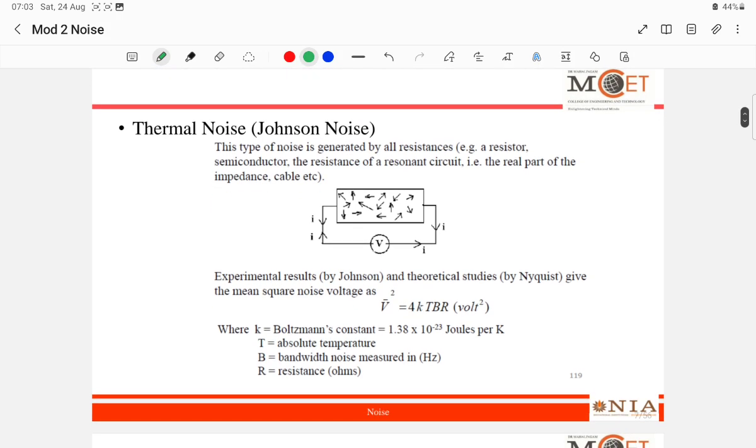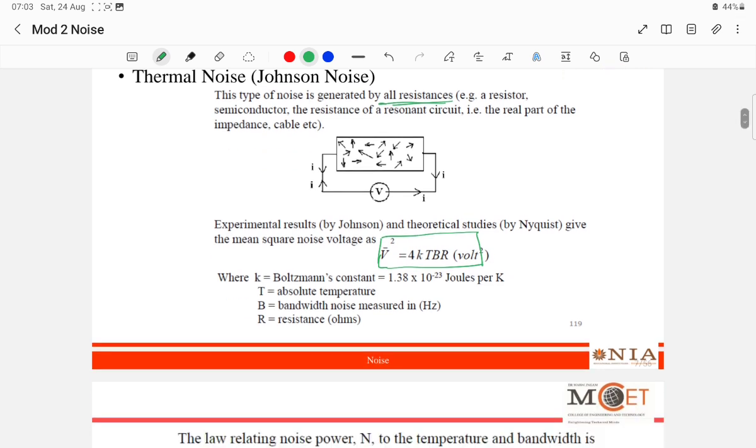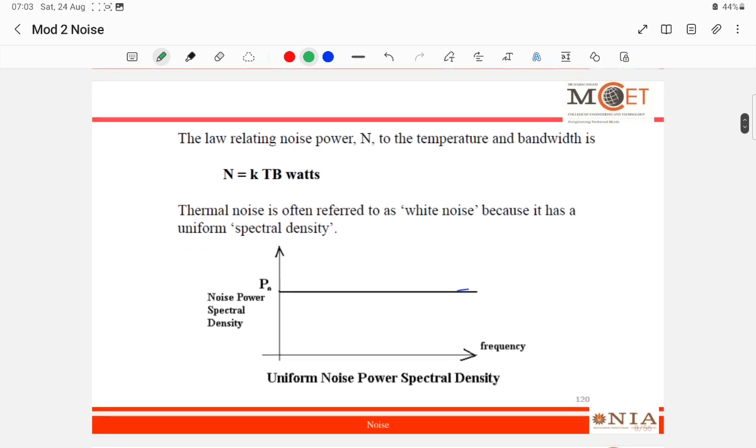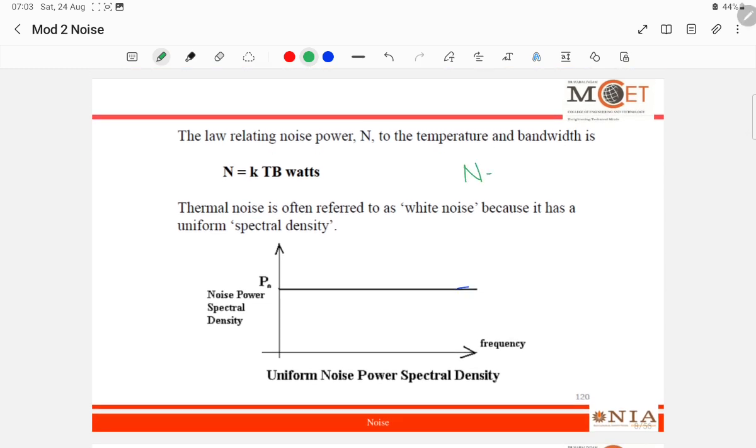Next comes the thermal noise. This is generated by all the resistors. The experimental results by Johnson have given the mean square noise voltage as V square equal to 4kTBR, where k is the Boltzmann constant, T is absolute temperature, B is bandwidth and R is resistance. Now we can relate the noise power to the temperature and bandwidth, that is N is equal to kTB. This thermal noise is often referred to as white noise because the power spectral density is uniform. For all the frequencies, your power spectral density will be the same. It remains constant. That is why thermal noise is called white noise.